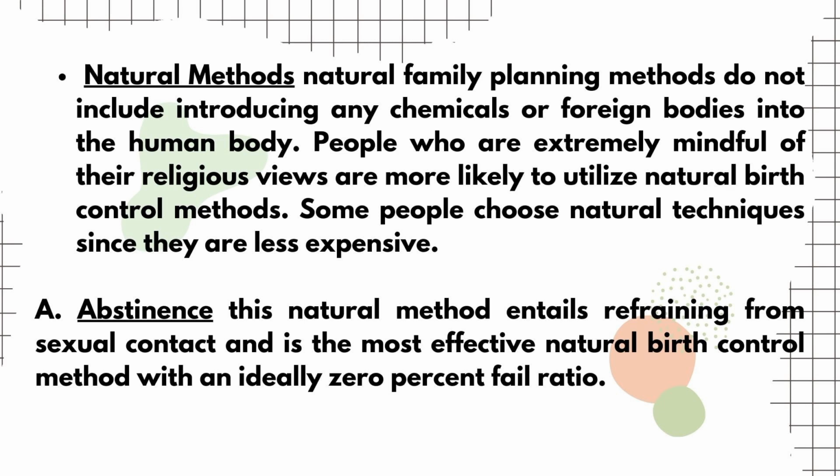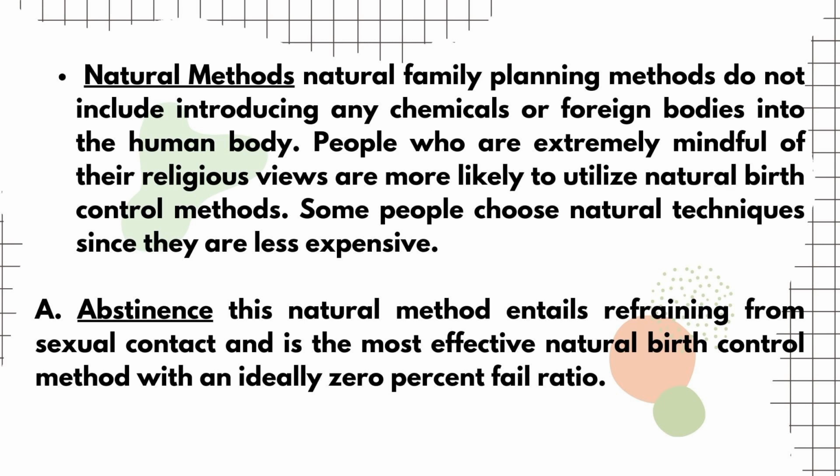People who are extremely mindful of their religious views are more likely to utilize natural birth control methods. Some people choose natural techniques since they are less expensive. So the first type of natural method is abstinence. When you say abstinence, this natural method entails refraining from sexual contact and is the most effective natural birth control method, with an ideally 0% fail ratio.